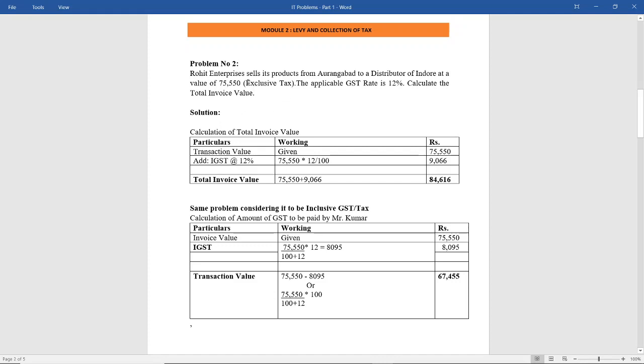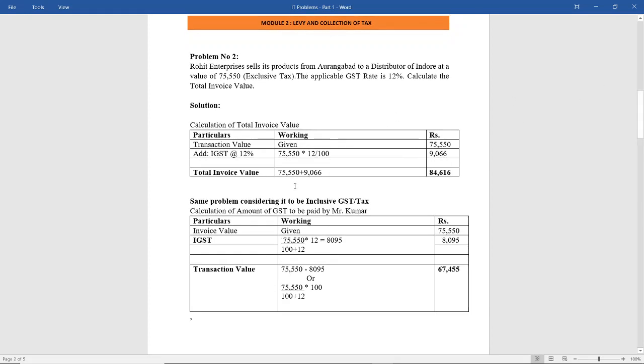Now it is clearly given as exclusive of tax. So we know that this is the transaction value on which we have to charge GST. Transaction value is already given, 75,550. You are going to charge IGST. Now the rate is 12%, and we know when it is interstate, we charge 100% of the GST rate that is mentioned. So IGST at the rate of 12%. GST is always charged on the transaction value. Therefore, 75,550 into 12%, you get 9,066. So what is the total invoice value? Total invoice value will be 75,550 plus 9,066, which is 84,616. That will be collected by Rohit Enterprises from the distributor.